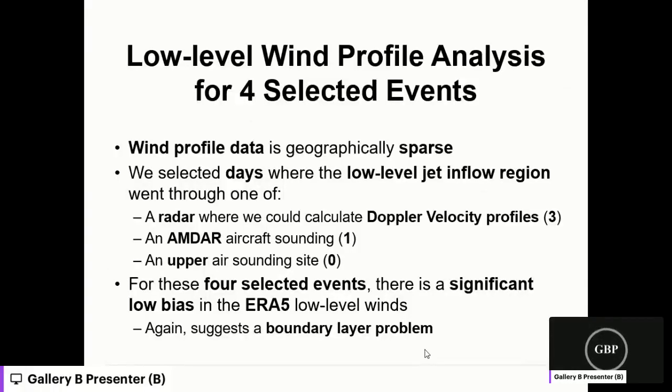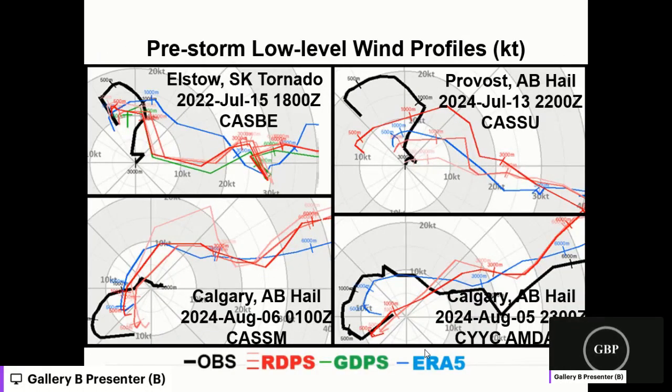And there was a significant low bias in both the model, so the GEM model winds and the reanalysis winds. And again, this is suggesting there's something in the boundary layer that isn't quite working right. I don't know what it is, but there's something that isn't quite catching the winds the way it should. So these are 4 events, and they're not random events. I picked severe events because this is when this matters, is when we're trying to forecast a severe event.